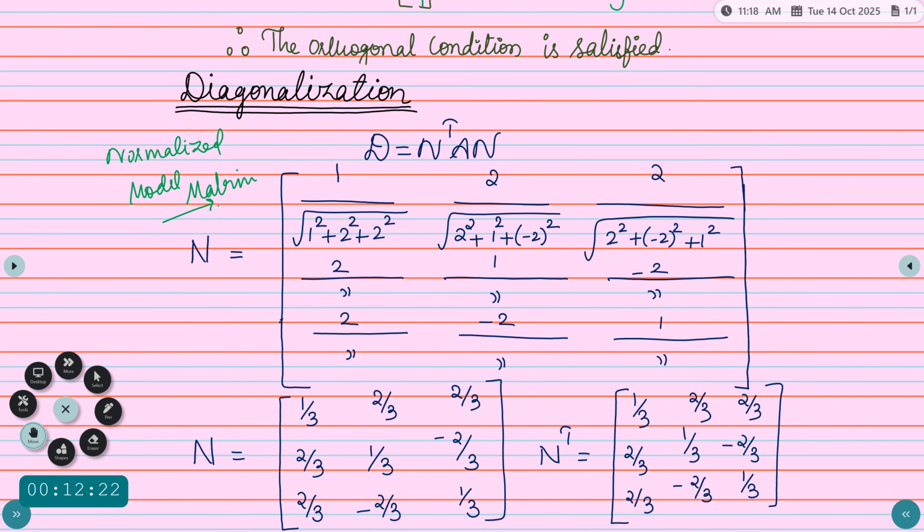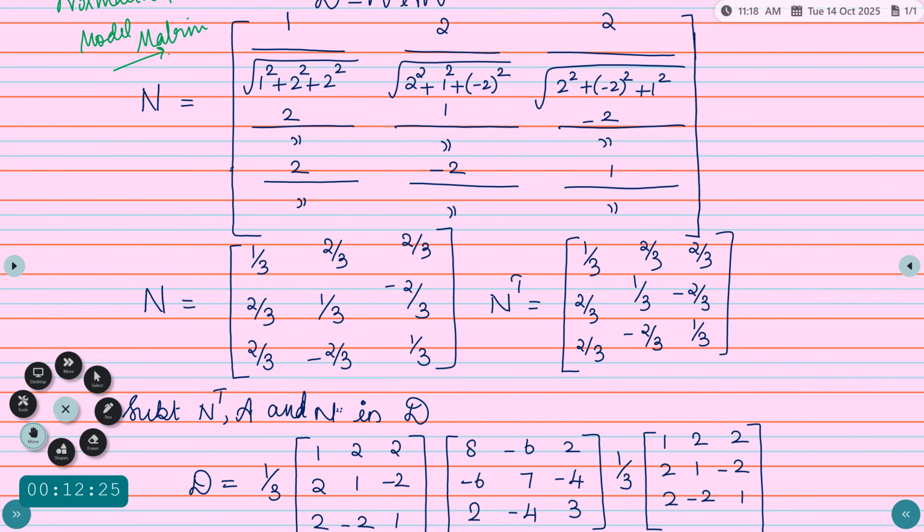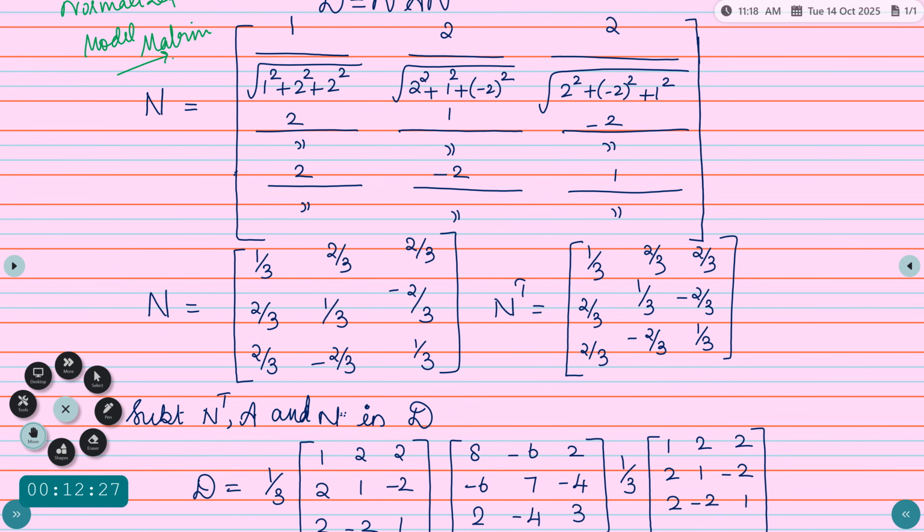Okay, see here. What is the N? Here, what is x1 we got? What is capital X1, the first eigenvector? X1 equal to 1, 2, 2 and X2 equal to 2, 1, minus 2 and X3 equal to 2, minus 2, 1. Using these eigenvectors, we are going to form the normalized model matrix.